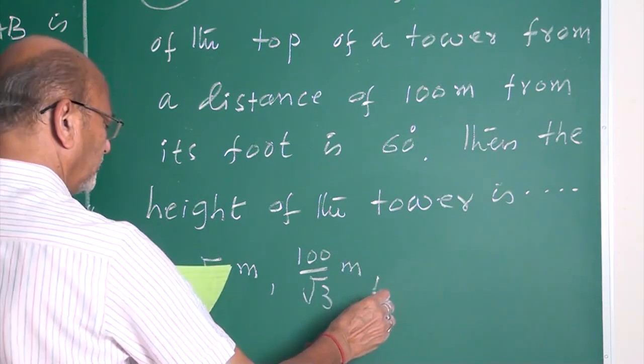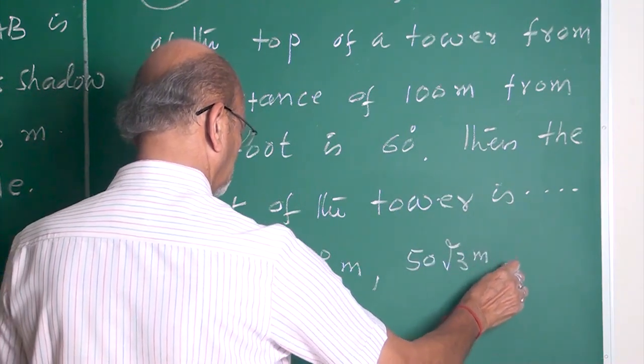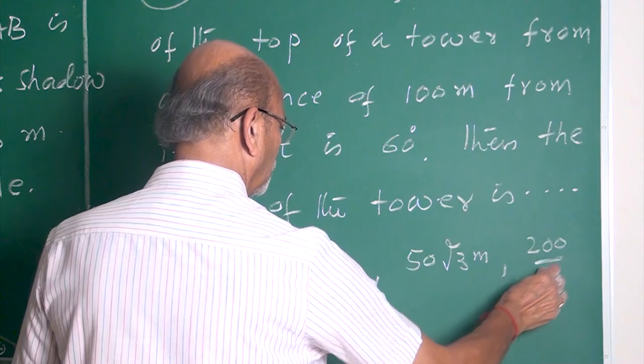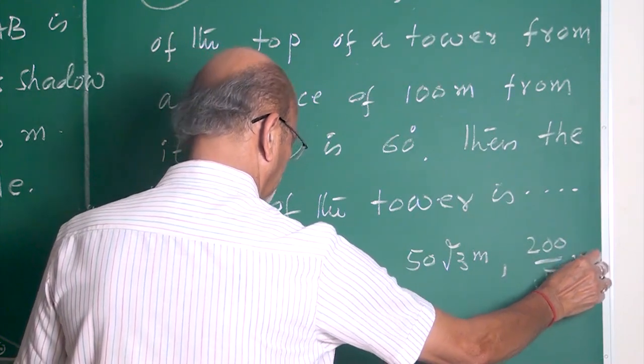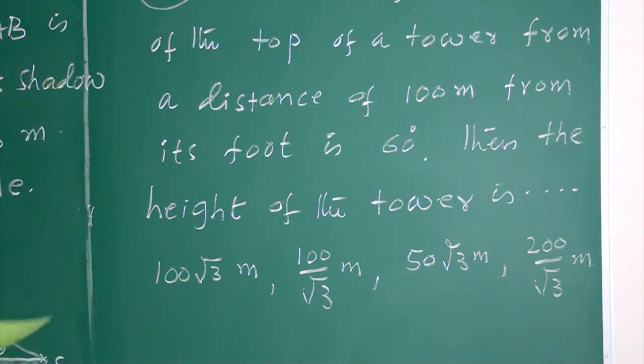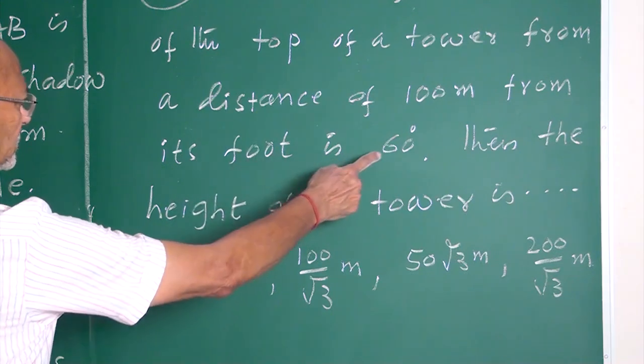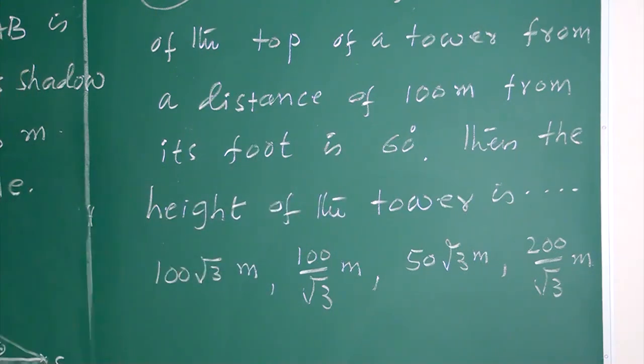Some parallel example I have done, my friends. The options are 50 into root 3 meter, 200 upon root 3 meter. Yes, my friends. The distance from the foot of the tower is given, the angle is 60 degrees, then the height of the top.